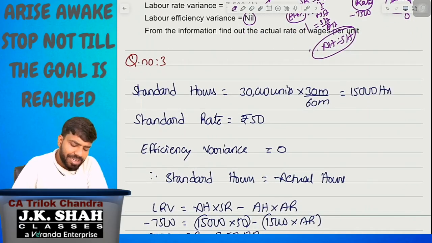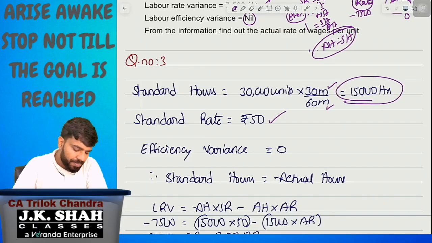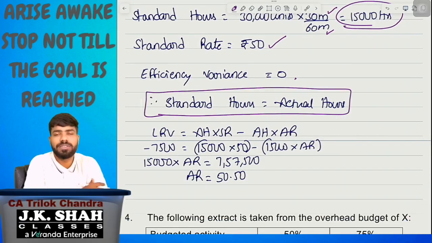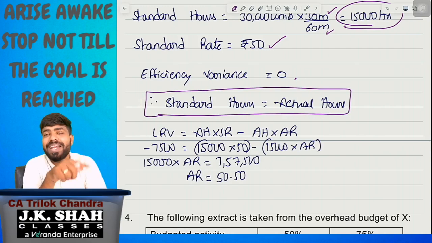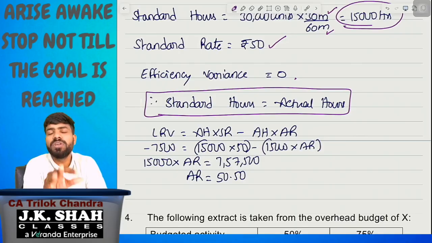Standard hours: 30,000 units into each unit 30 minutes, with 60 minutes in an hour, totally 15,000 hours is the standard time. Standard rate given in the question is 50. Efficiency variance is 0. Therefore, standard hours equal to actual hours. This point is not mentioned in the institute study material. You need to understand this. Why they are taking standard equal to actual is because the efficiency variance is 0. When the efficiency variance is 0, standard hours equal to actual hours.